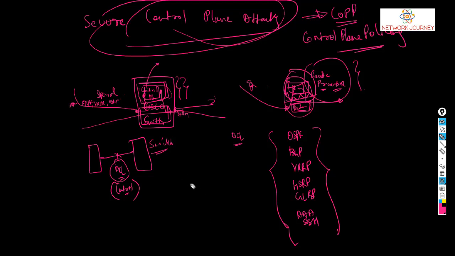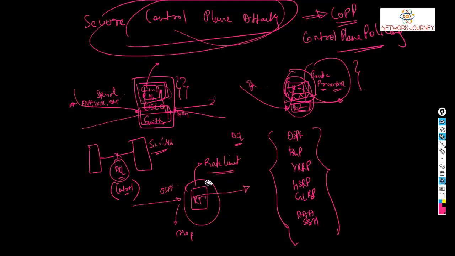For example, if I have a router and I receive a lot of packets on OSPF, okay, now there's a chance that a lot of processing is happening and packets start getting dropped, right? So what I can do is put some rate limit. When I put a rate limit, my traffic for this particular protocol will be limited to only that extent. Okay.